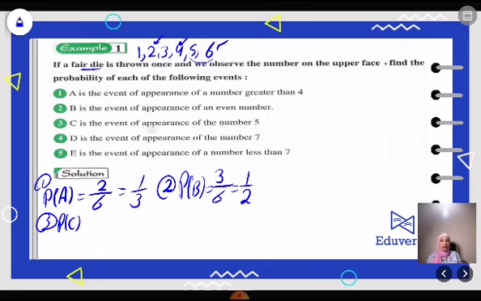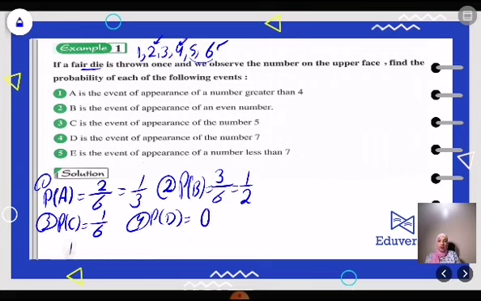Number 3, probability of C. C is the event of appearance of the number 5. It's only one 5, so it will be 1 out of 6. Number 4, probability of D, which is the event of appearance of number 7. I don't have any 7, then it will be 0 out of 6, so it will be 0.